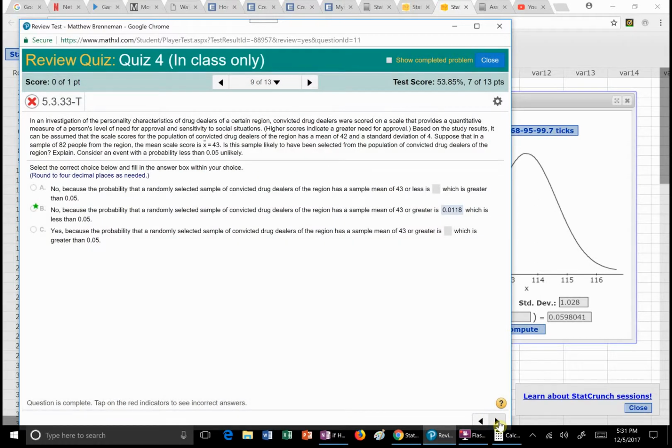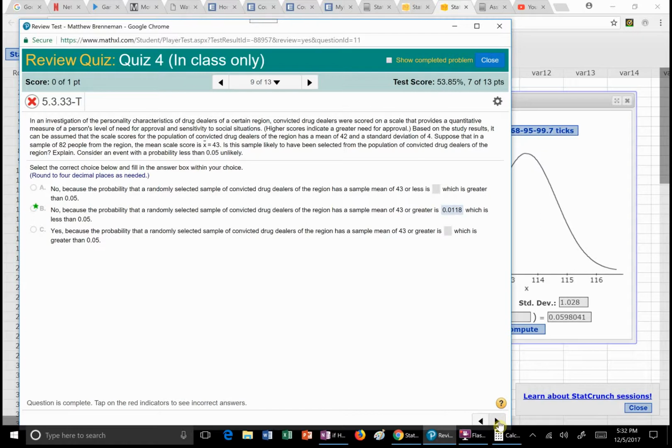Okay, in an investigation of the personality characteristics of drug dealers of a certain area, convicted drug dealers were scored on a scale that produces a quantitative measure of a person's level of need for approval and sensitivity to social situations. Higher scores indicate a greater need for approval. Based on the study results, it can be assumed that the scale scores for the population of convicted drug dealers have a mean of 42 and a standard deviation of 4.